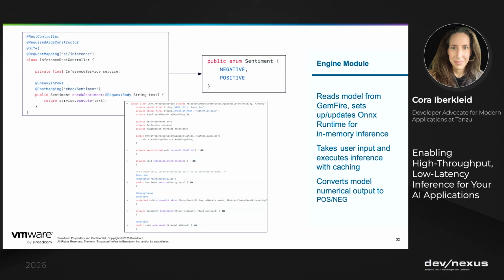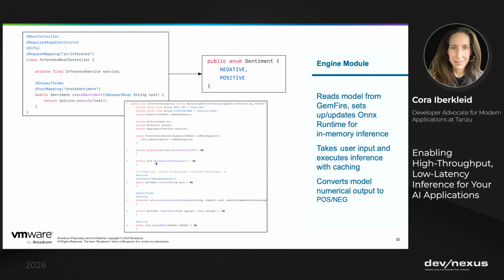And you can see it extends this abstract common event processing cache listener. So there's a method here, process entry event. That's what it's using when it gets the model updates to refresh the runtime.